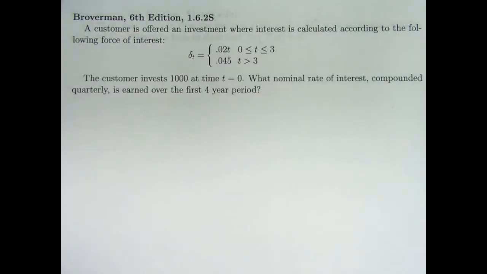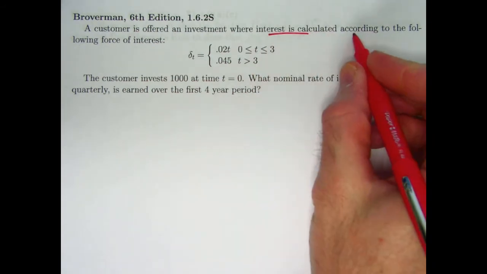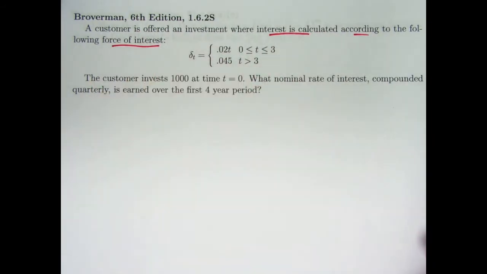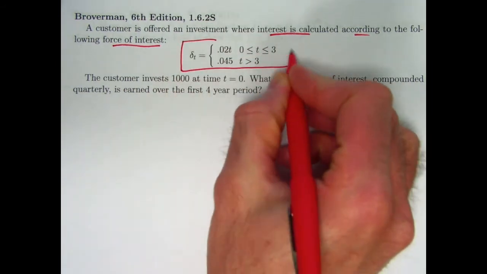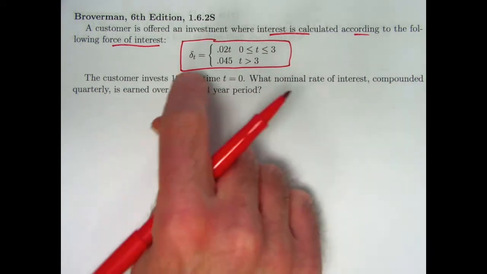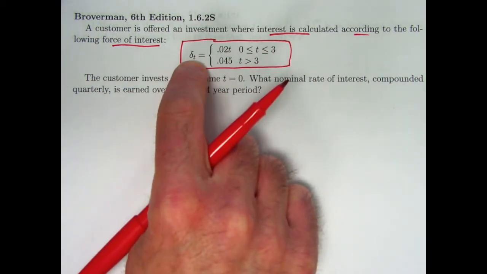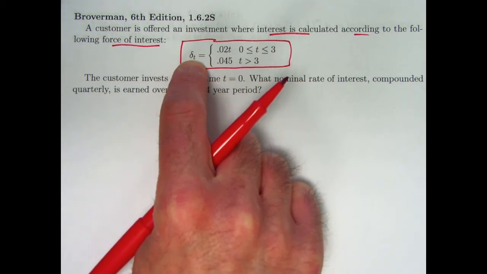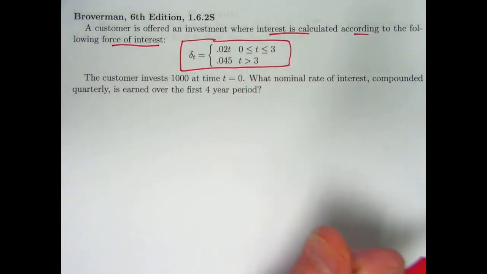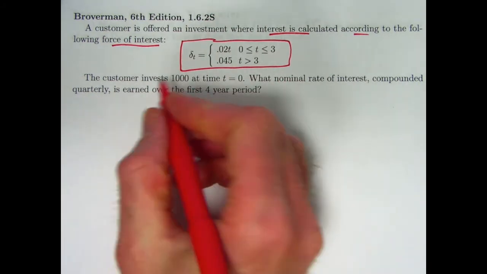Customer is offered an investment where interest is calculated according to the following force of interest. Maybe you know what that means, maybe you don't yet. Just hang on. Here it is. It's a piecewise defined function. If you graph this function as a function of t, the variable here is in the subscript, as is common with actuarial notation. If you graph this thing, it would be a discontinuous function, so it is a discontinuous force of interest, whatever that might mean.